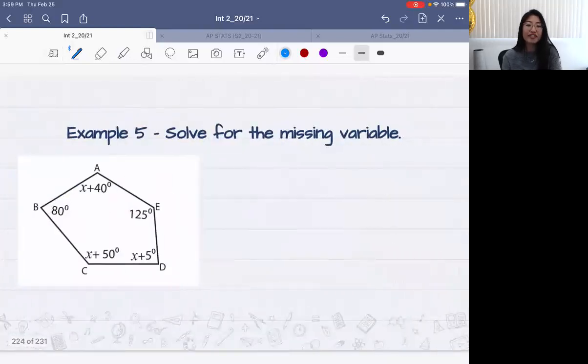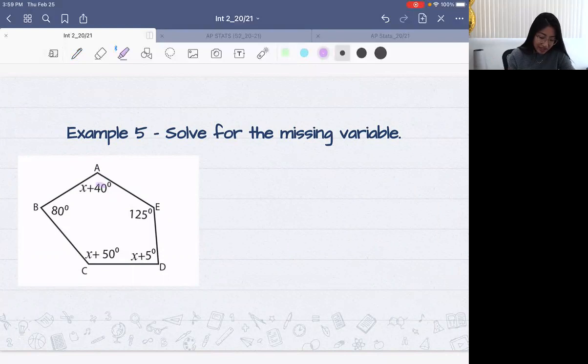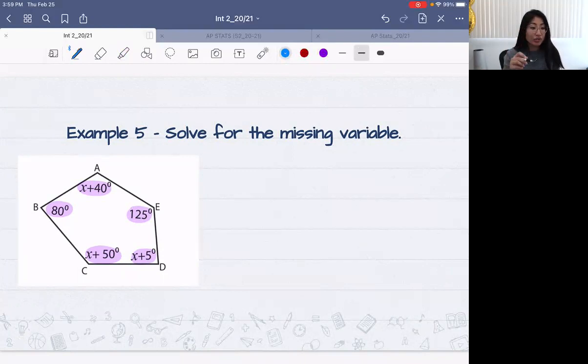All right, example number 5: solve for the missing variable. We have a lot going on here, but we do have enough information to solve for this. We see a large amount of angles in here, but it's totally okay, because we know that all these angles add up to something. If you think about a triangle, there are 3 angles and they equal 180 degrees. If you had a rectangle, it equals 360 degrees.